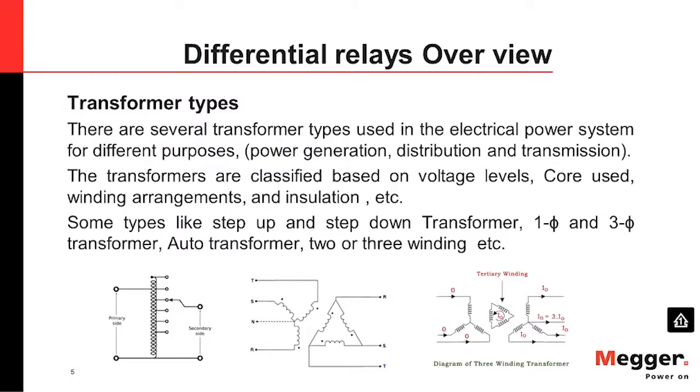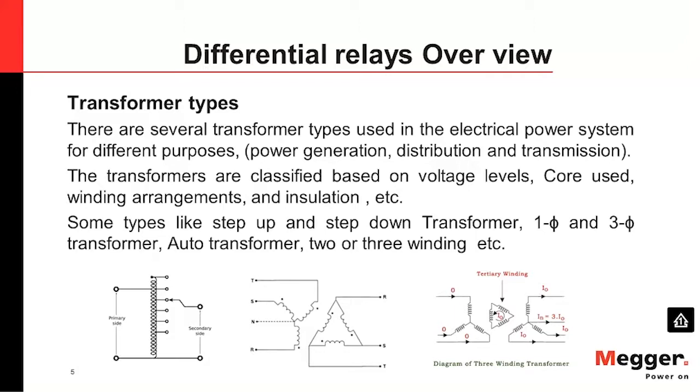It is different from transformer to transformer depending on the purpose. Maybe sometimes step up or step down. As we know, generation, if we need to transmit it, we have to step it up, and then again in the distribution we have to step it down. But also we have other factors like the vector group, and whether it is single phase or three phase. As I told you, the 1,200 MVA transformer was a single phase transformer, not three phase. There are also some auto transformers.